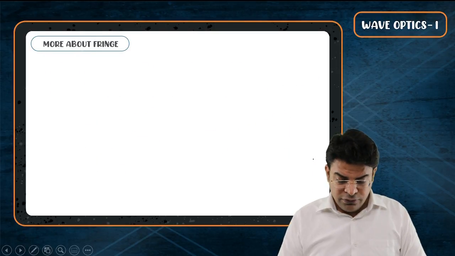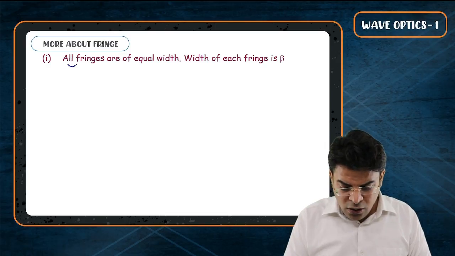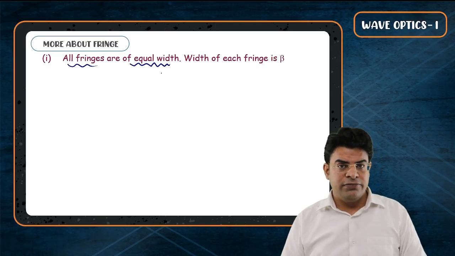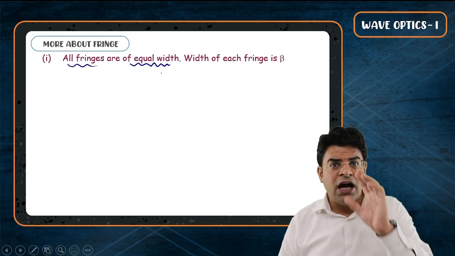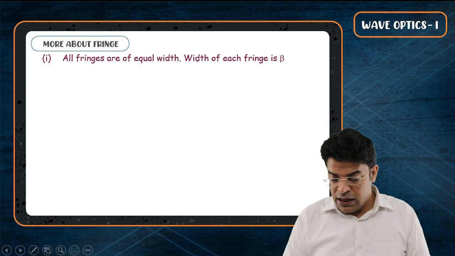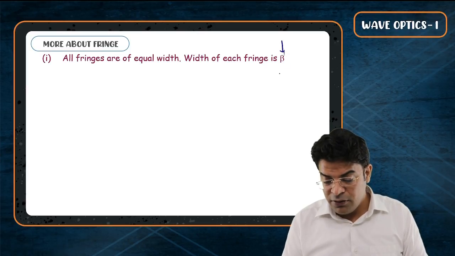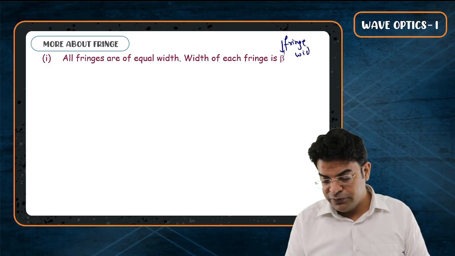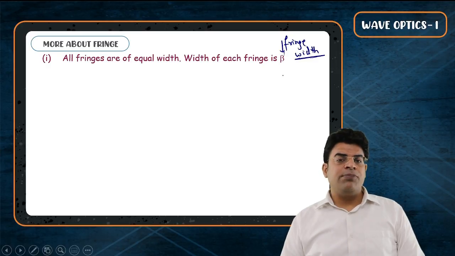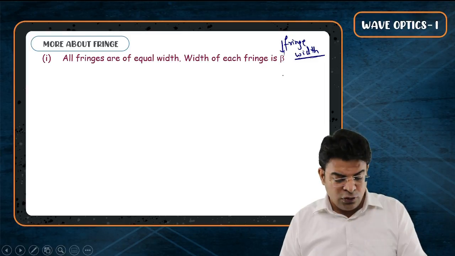Now we will talk more about fringes. It's a theoretical topic. All fringes are of equal width. All the fringes, dark fringe, bright fringe, dark fringe, bright fringe, are of equal width, and the width of each fringe is beta. Beta is called the fringe width. That is the separation between two consecutive dark or two consecutive bright fringes.